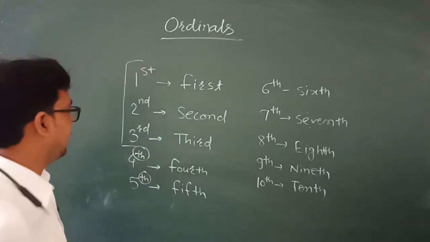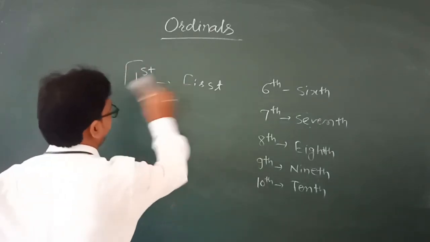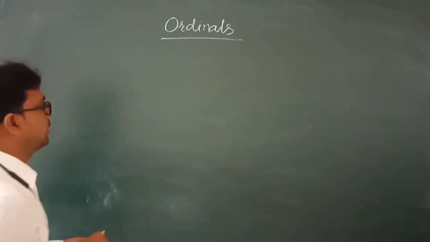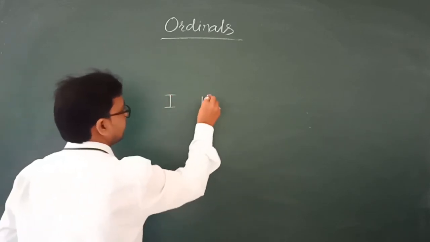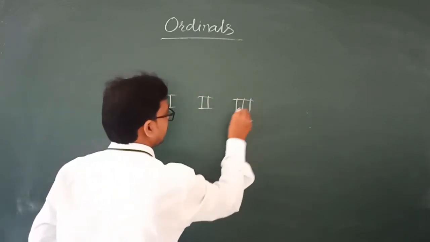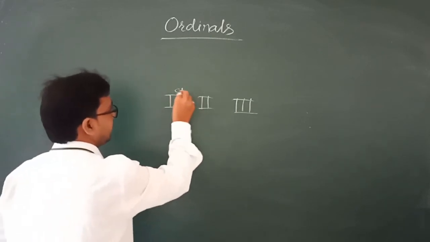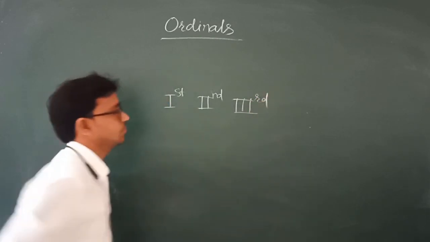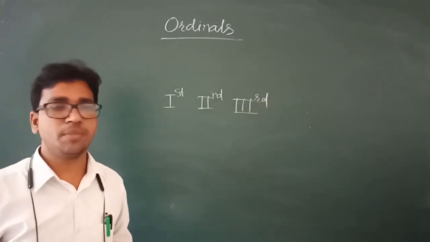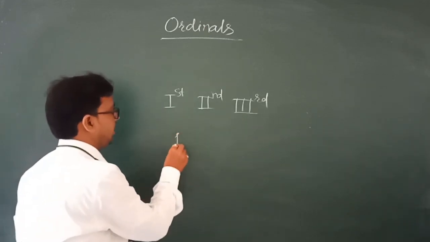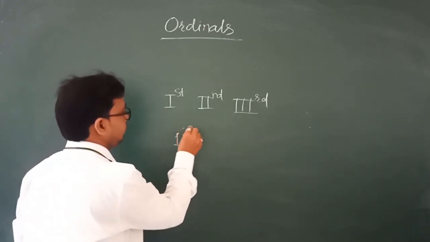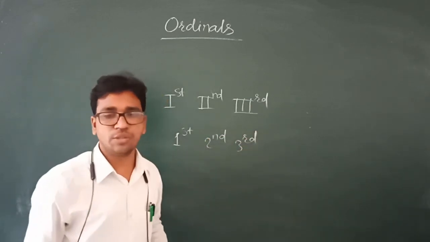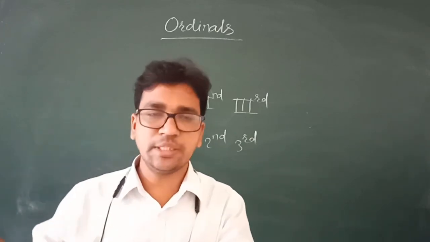एक बात आपको ध्यान में रखना है कि कभी भी रोमन न्यूमरल्स रहते हैं, इनके ऊपर ऑर्डिनल्स नहीं आता है। ठीक है, रोमन नंबर्स में नहीं आएगा, only you have to write in numerals. That is first, second, third, fourth and so on. Okay, so here our first lesson is completed.